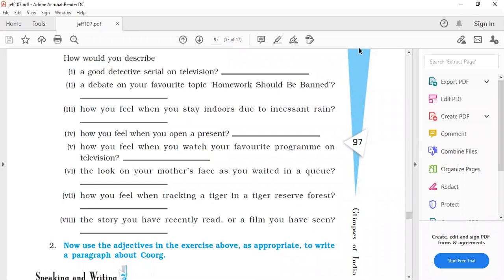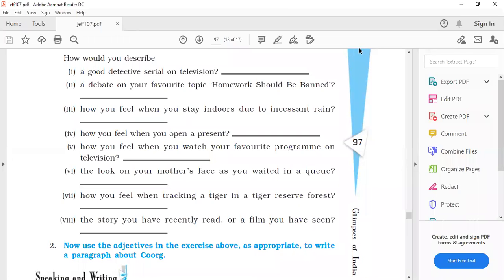Clear? Now let's discuss some of the questions from this part, because no questions are given in the back exercise. You must understand what are the important points or the features given in this chapter through these questions. First question: why does the author call the tea plants a sea of tea bushes? Yes, Srishti? Why does the author call the tea plants a sea of tea bushes? See the line used in your first part on page 94, the last paragraph.